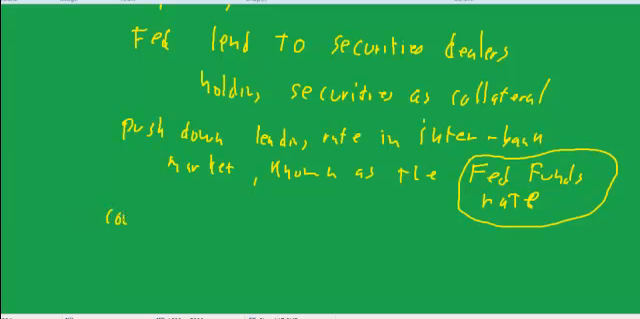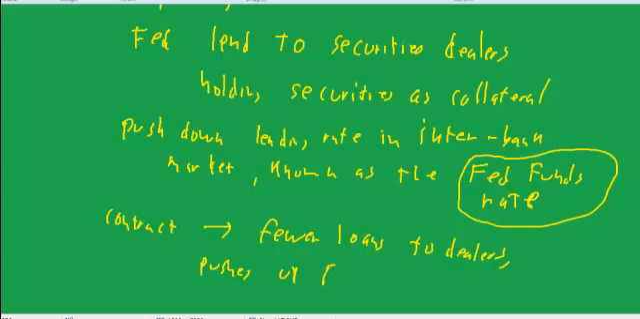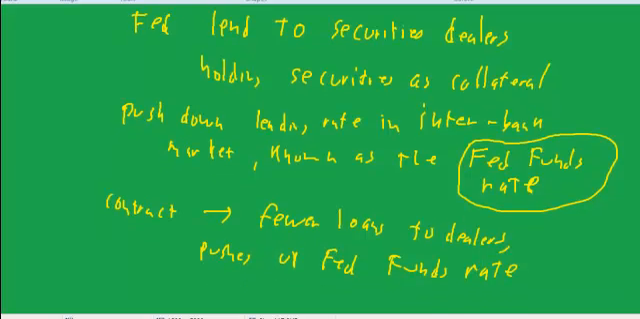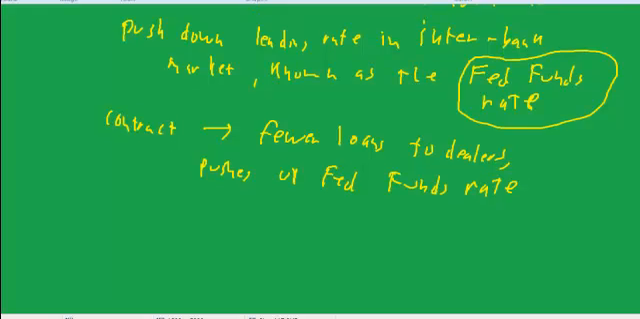So the contractionary policy would be fewer loans to dealers, to security dealers, which pushes up the Fed funds rate, since they have to go and borrow elsewhere in the market. And so their demand for borrowed funds is going to push up the Fed funds rate. So that's actually how the Fed really operates.